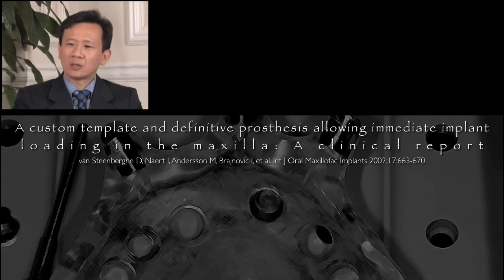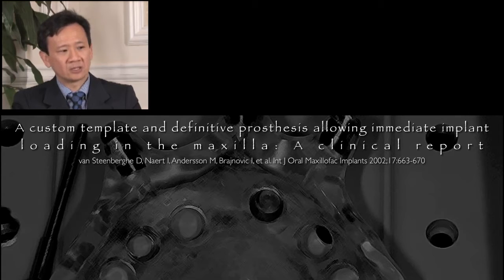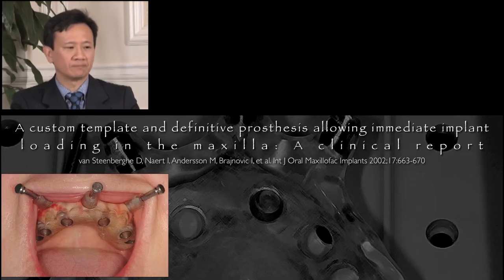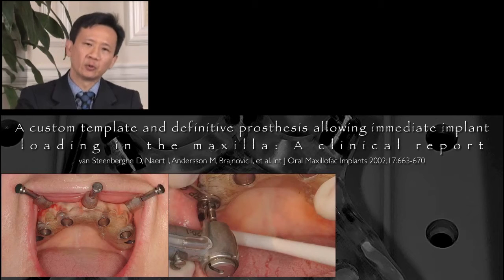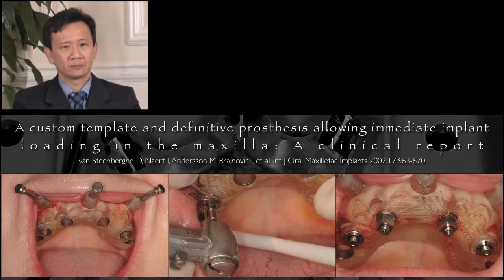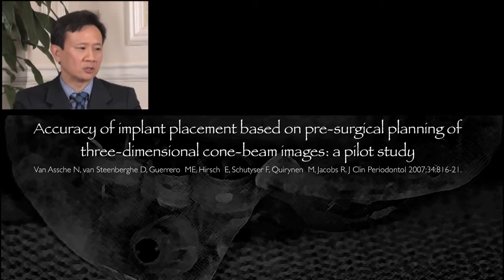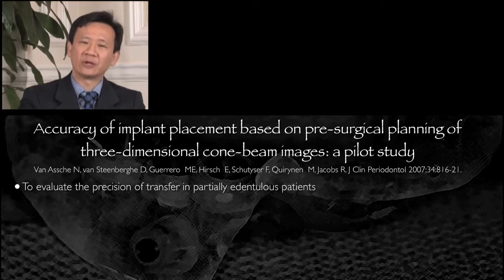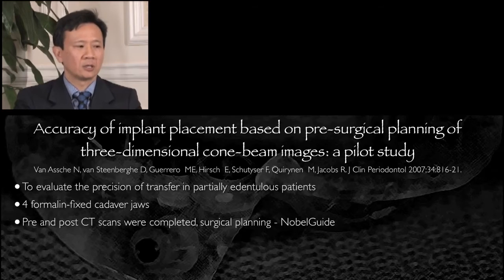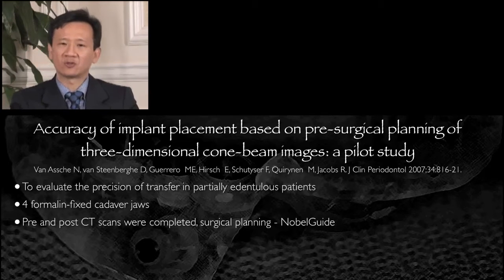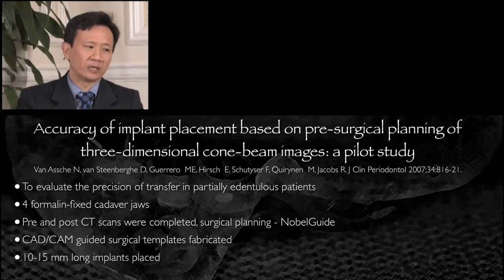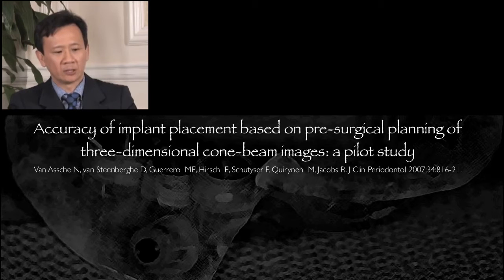Van Steenberg looked at it in a little different way, and he developed a technique along with Mats Andersson where the template was truly fixated to the patient. The osteotomy was completed through the surgical template, and the implants were also placed through the template. In a recent study by Van Asch and Van Steenberg, looked at evaluating this for partially edentulous patients. They placed it on cadaver jaws, took pre and post CTs after the surgical planning using Nobel Guide. CAD-CAM guided surgical templates were fabricated, and 10 to 15 millimeter long implants were placed.